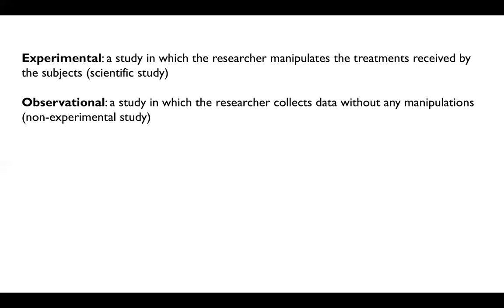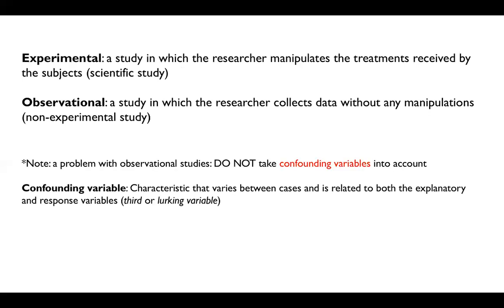They're pretty much just observational. You're just observing whatever you're testing, and you're not making any manipulations to it. So you leave it completely up to nature. So one problem with observational studies is that they do not take confounding variables into account.